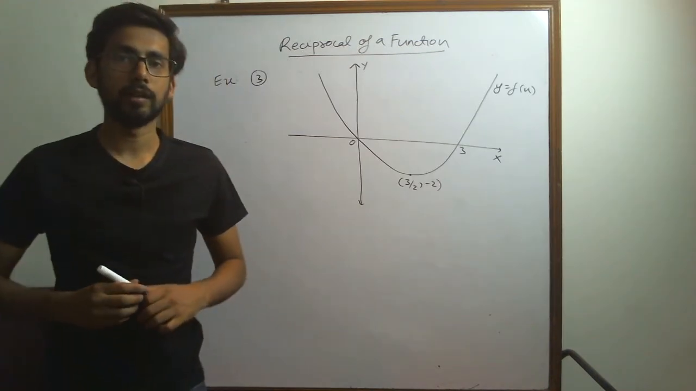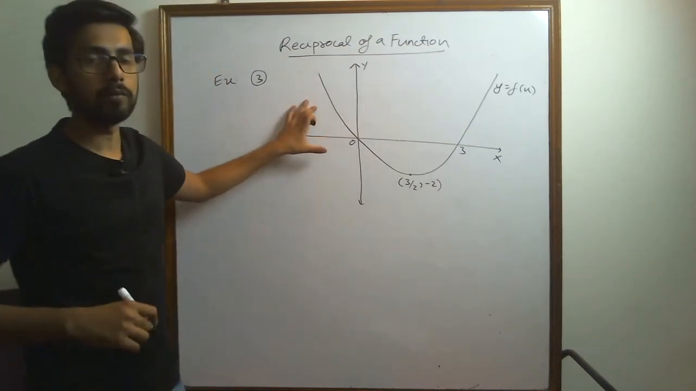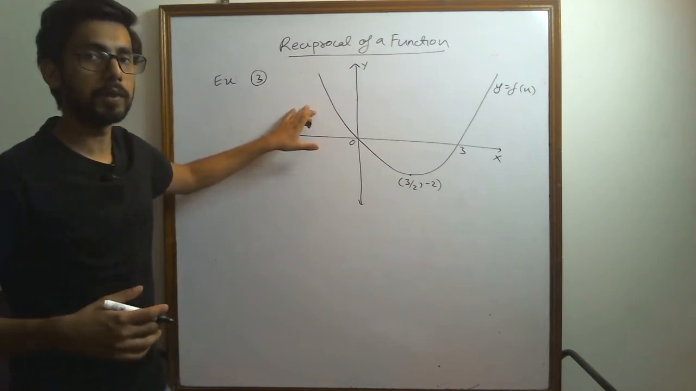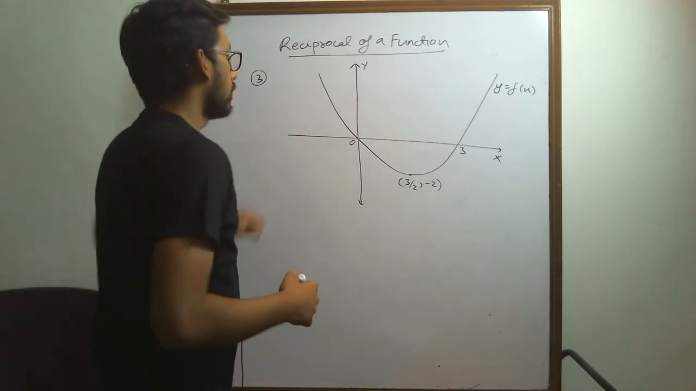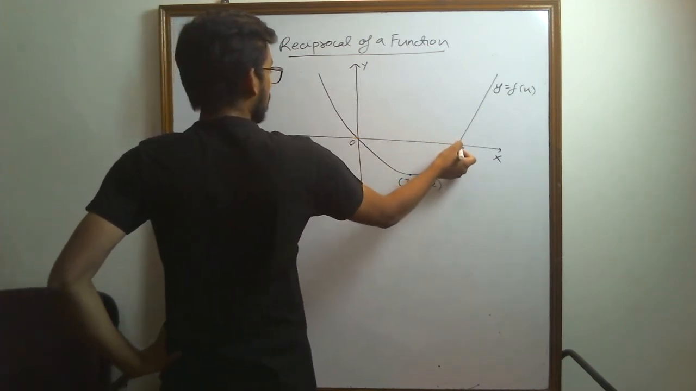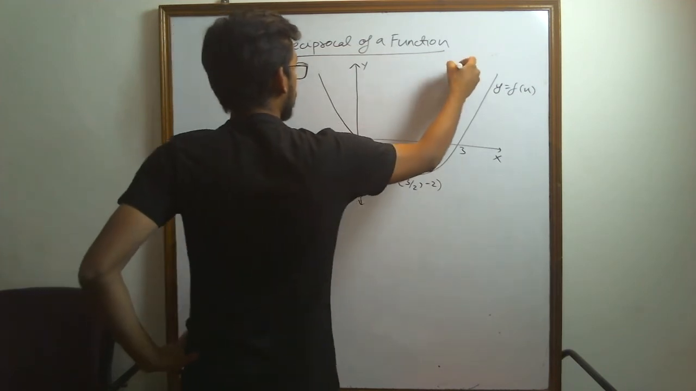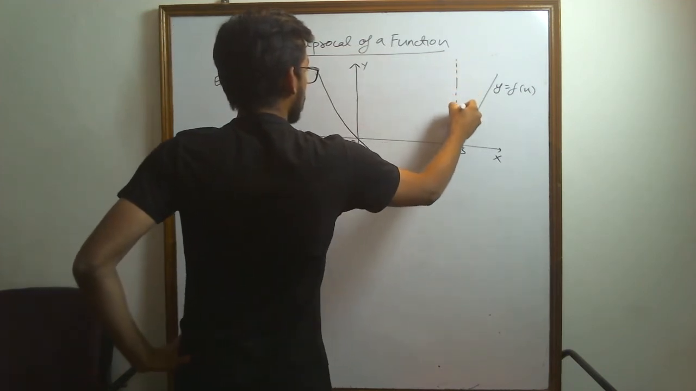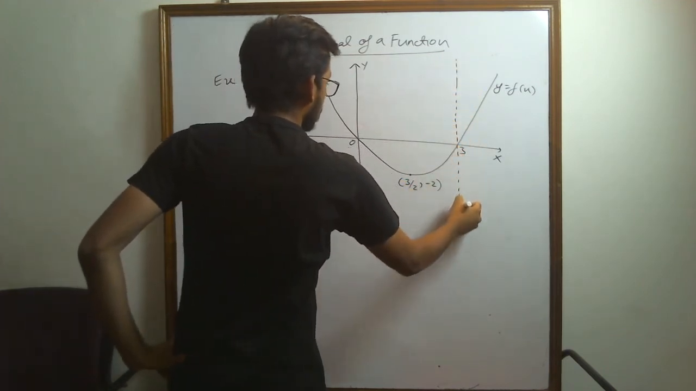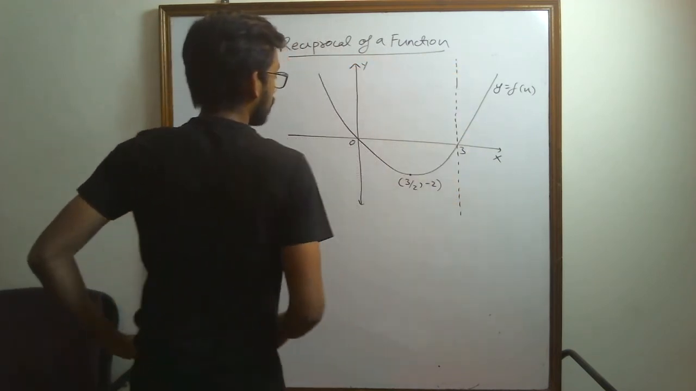Okay, let's look at another example. This is the graph of y is equal to f of x, and we want to make the graph of the reciprocal function. So let's start. First we see that 0 and 3 are the zeros of this function. So these become the vertical asymptotes of the reciprocal of the function. This is one asymptote and this is another asymptote.